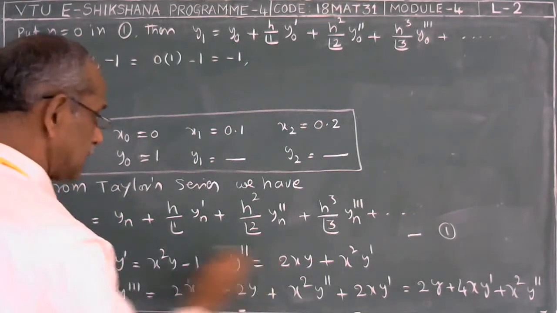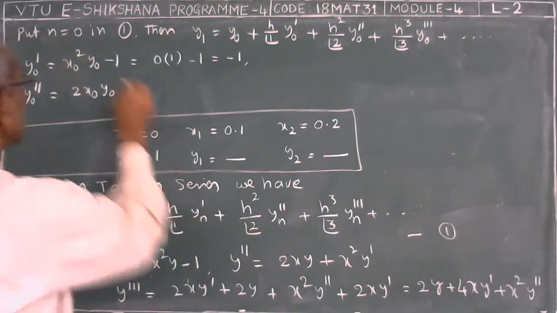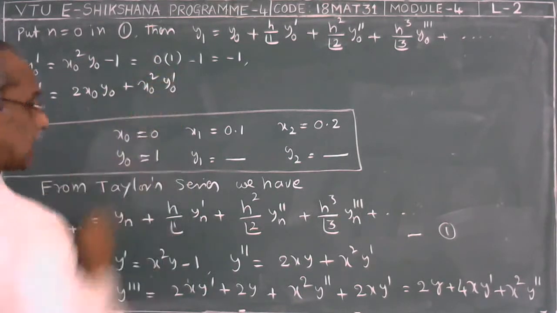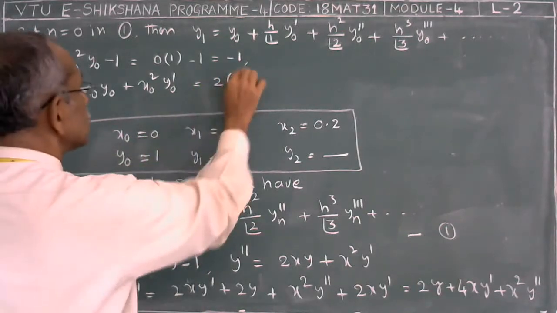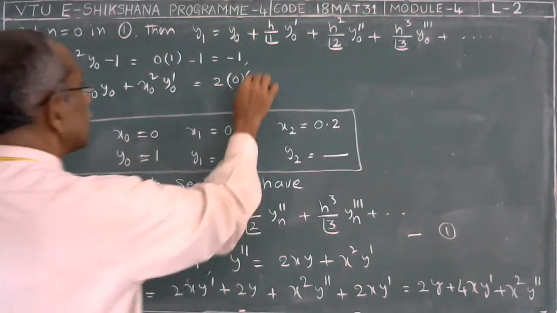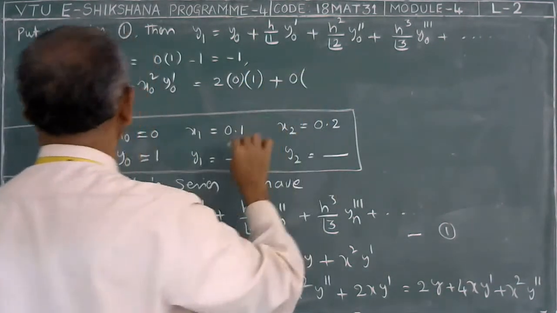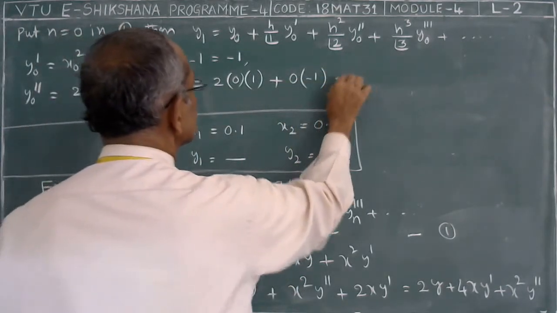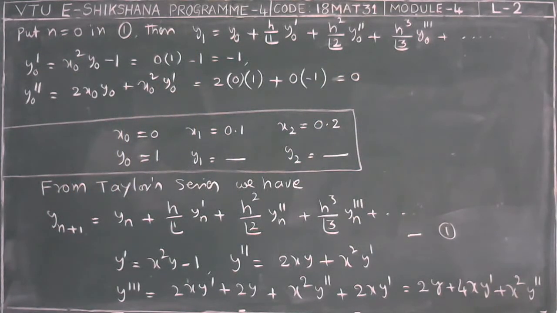y0 double dash is 2 into x0 y0 plus x0 square into y0 dash. Now substitute the values. So 2 into x0 is 0, so it is 0 into y0 is 1, plus x0 square, that is 0 square is 0, into y0 dash is minus 1, so this is 0. This is 0.